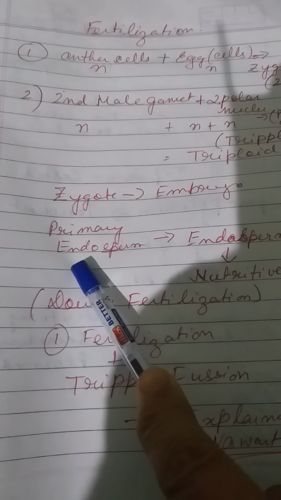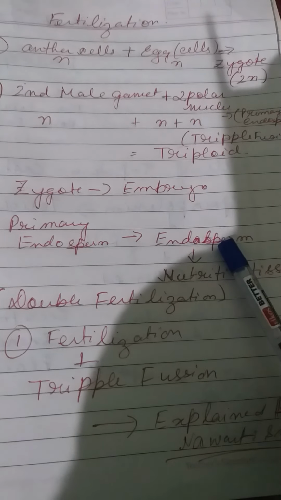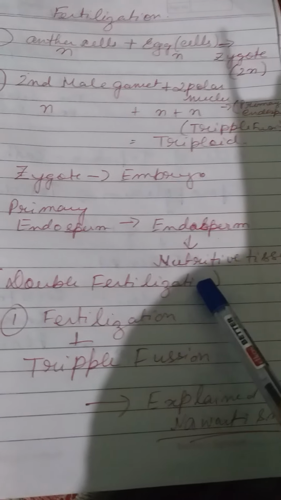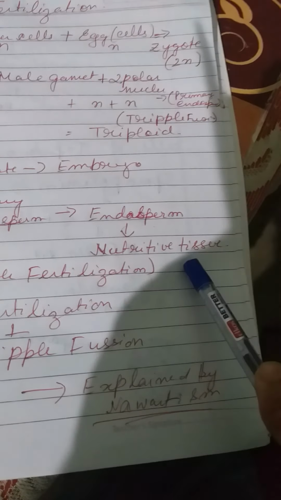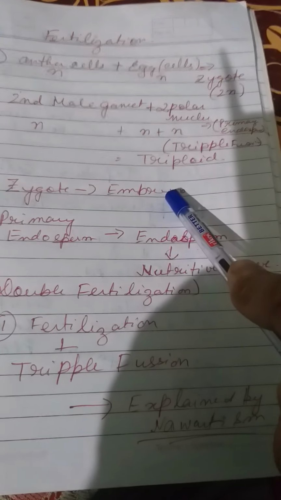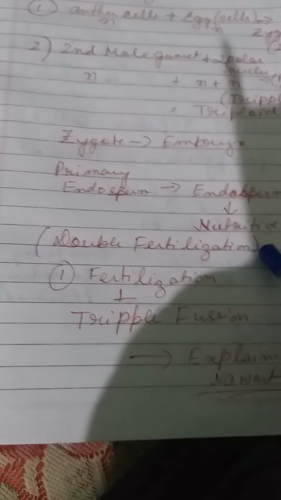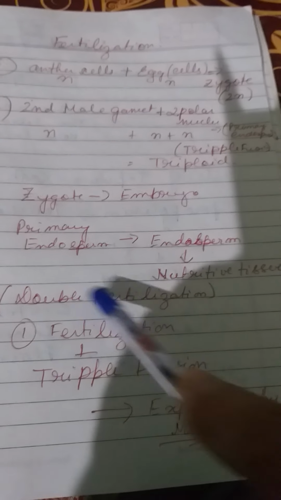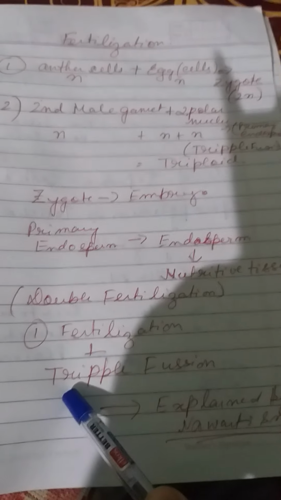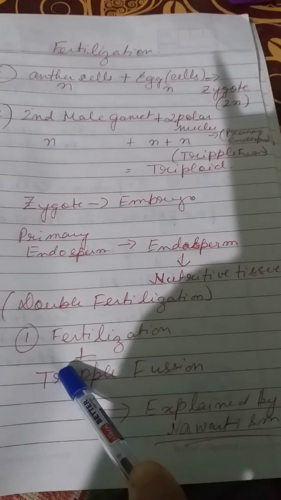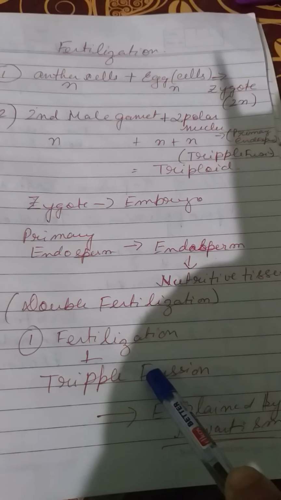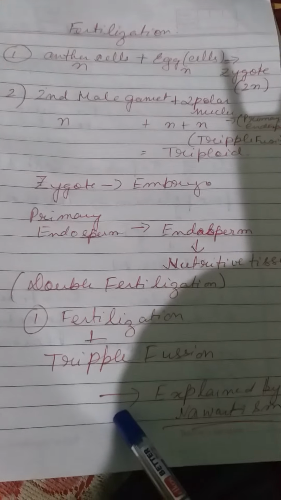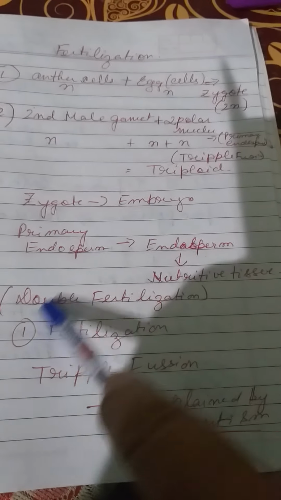Okay. Now here you see the zygote develops into the embryo. The primary endosperm develops into the endosperm. Now what is endosperm? Endosperm is actually the nutritive tissue. What is nutritive tissue? That gives nutrition to the growing embryo. So that is why fertilization in plants is known as double fertilization. Why double fertilization? First the fertilization between the egg cell and the male cell, and second is the triple fusion. This is basically the process.